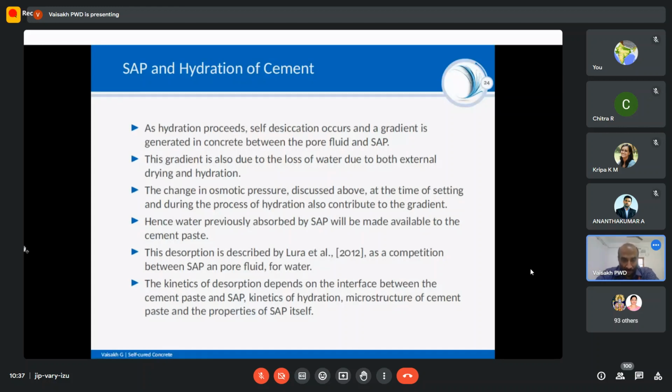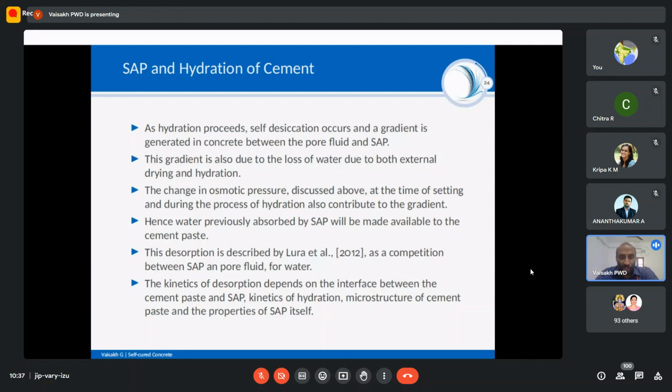So desorption happens, which is actually the inverse process of absorption. It will release water and the sap gets shrunk and water will be made available to the concrete for hydration.